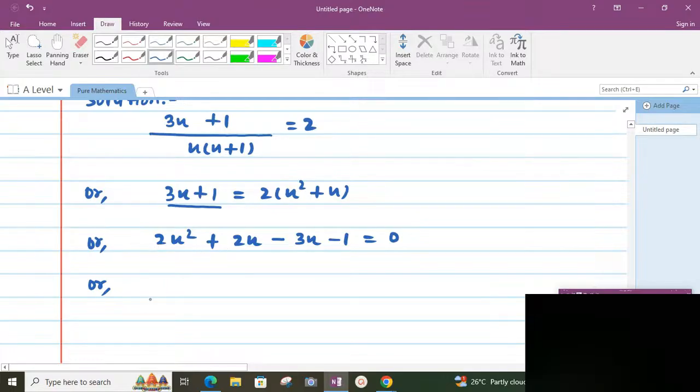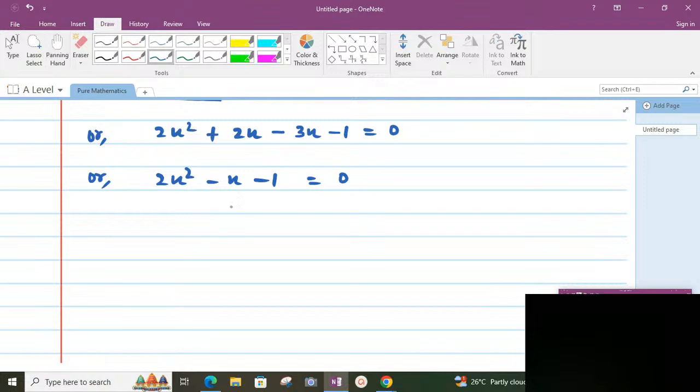So here will be 2x square minus x minus 1 equal to 0. Now we have split this term, then we get next step. Here will be 2x square minus 2x plus x minus 1 equal to 0.